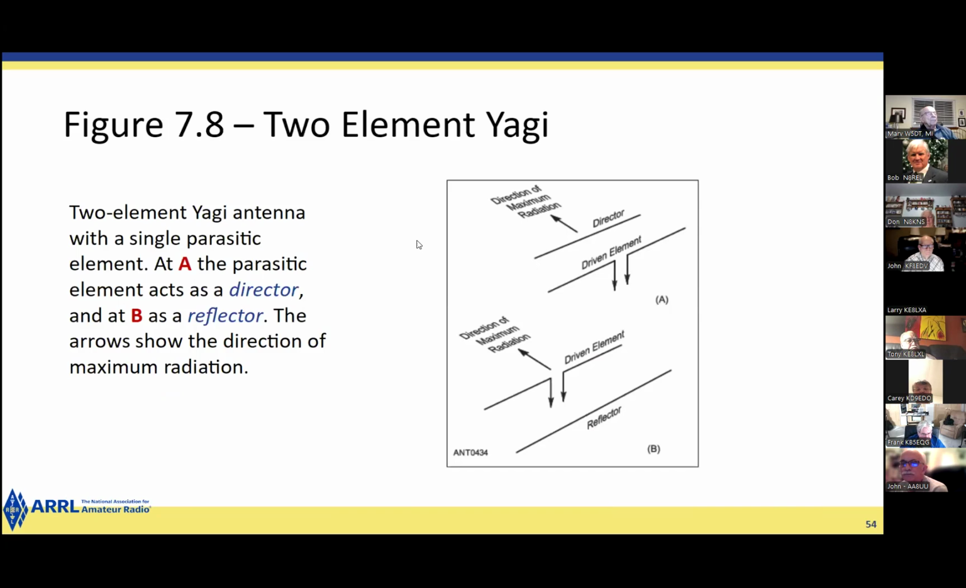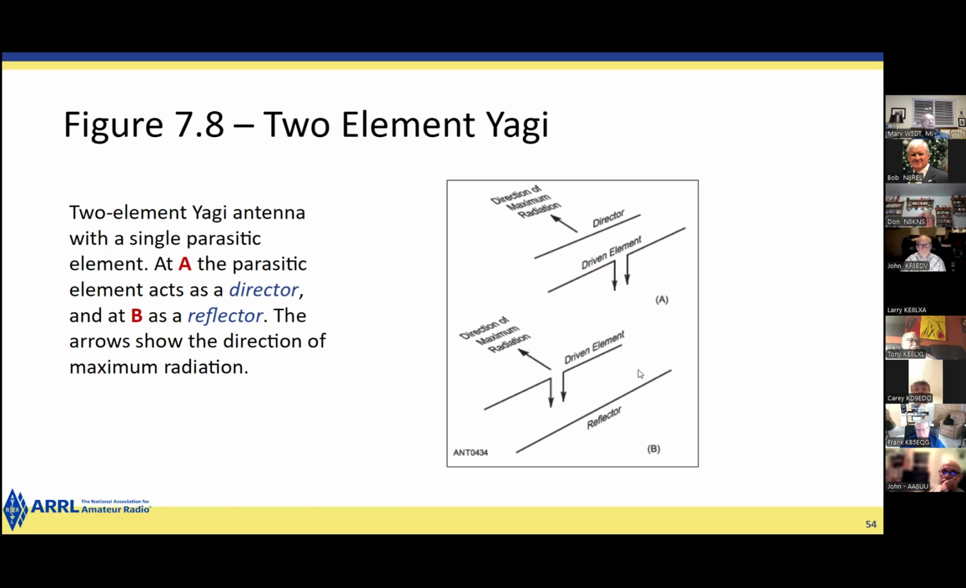Yeah, so it's slightly shorter. Because of the way it's built, it cancels out signals coming from the sides and from the back. It's not that signals won't come from the back. But see, if you look at B, it's just the opposite of A.